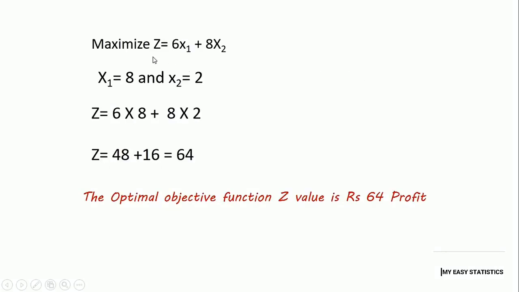Now let us go for the objective function. The objective function is z is equal to 6 x1 plus 8 x2, where x1 is 8, x2 is 2. So substituting the values, we get z is equal to 64. The conclusion is the optimal objective function z value is rupees 64 profit. So this is a method to solve a linear programming problem using the simplex method.